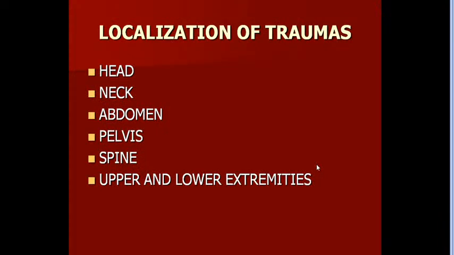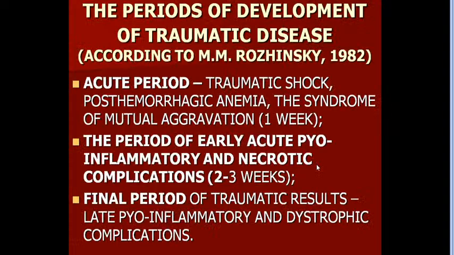Realization of traumas. At the accident place, it is not right to give a full diagnosis. You must say which is damaged: head, neck, abdomen, pelvis, spine, or extremity. The periods of development of traumatic disease, according to classification by Roginsky. Acute period: traumatic shock, post-hemorrhagic anemia, the syndrome of mutual aggravation, 1 week. Next, the period of early acute inflammatory and necrotic complications, 2-3 weeks. Final period of traumatic results: late inflammatory and dystrophic complications.